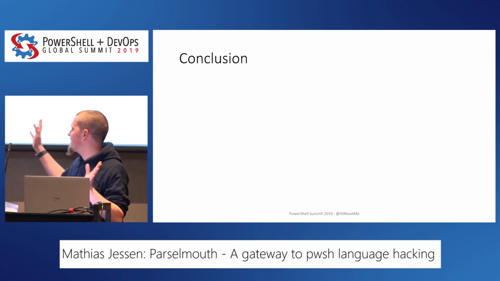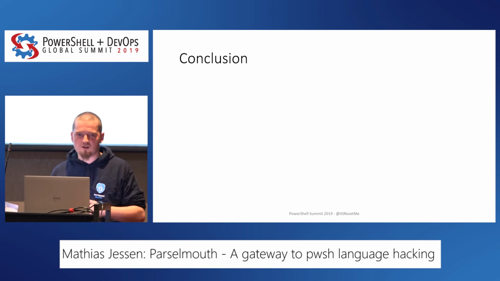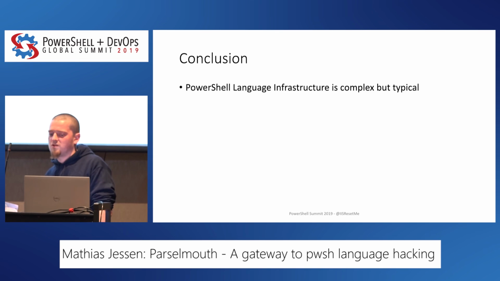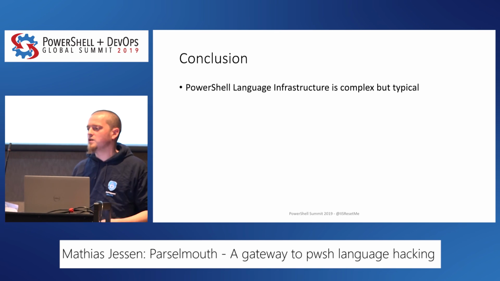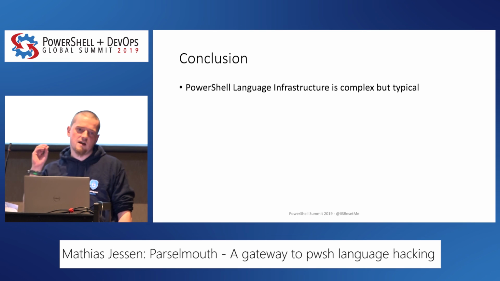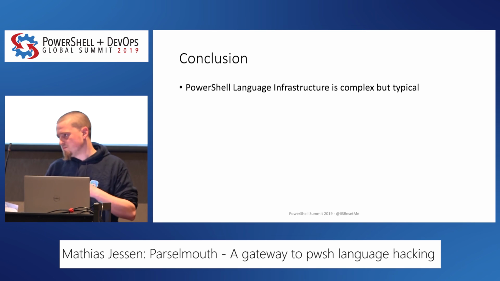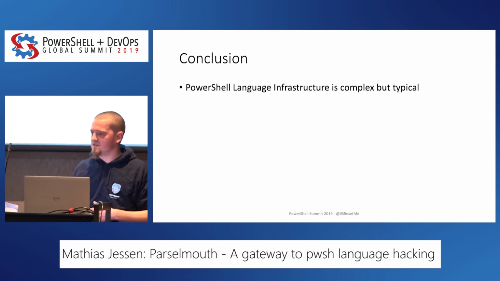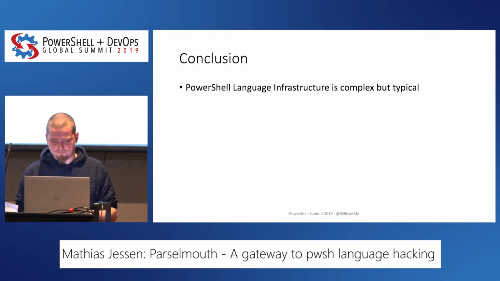I don't have any philosophical conclusions or takeaways from this other than PowerShell language infrastructure is complex, but it's actually kind of typical. If you go to a modern programming language compiler's course at your local university, you're going to see language infrastructure being doled out in the same way as what we're doing here. There's obviously some changes because this is a highly dynamic language. So yeah, there is some complexity, but it's not atypical for this type of language.